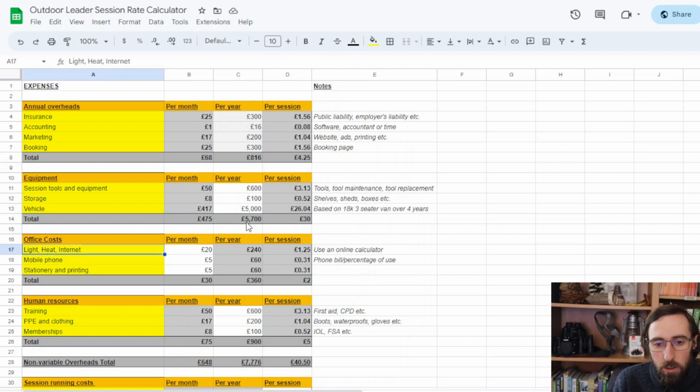Then when we get into home office, this is one that's worth thinking about. If you're working from home and doing lots of admin, you will be using up more light, heat, internet. There are online calculators to use there, so have a go, see how many rooms you're using in the house, how much it costs to heat it, and so on. And you can start to put a number to that.